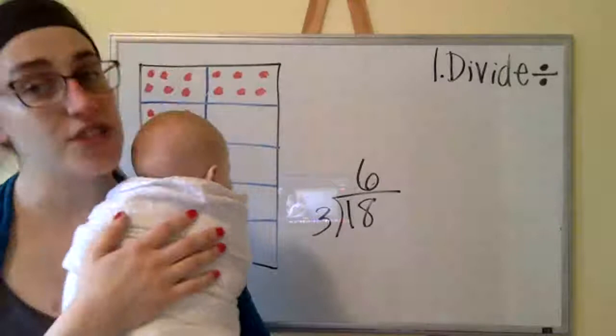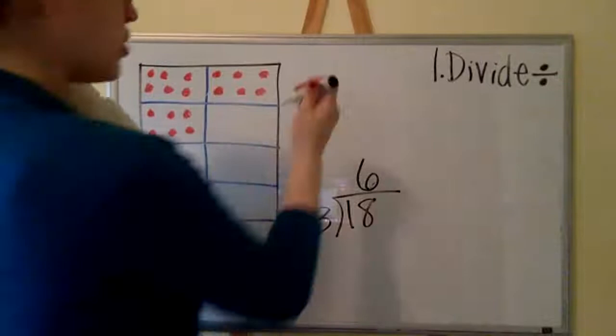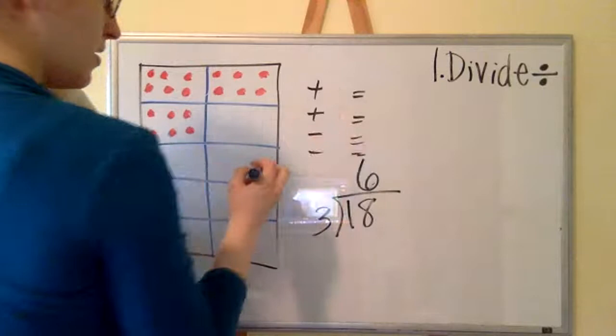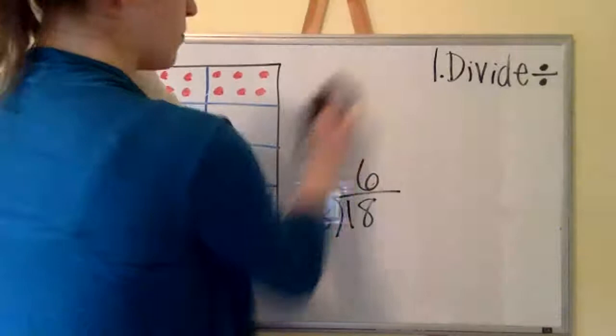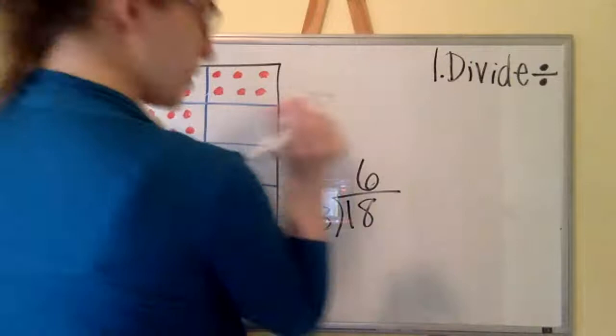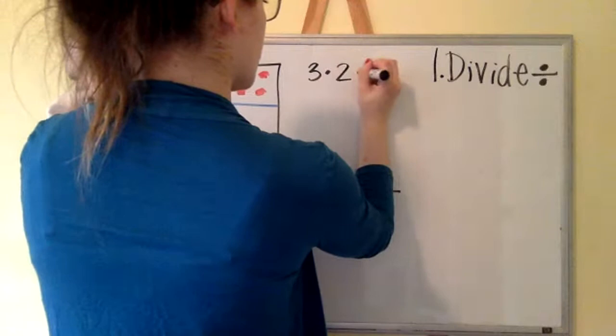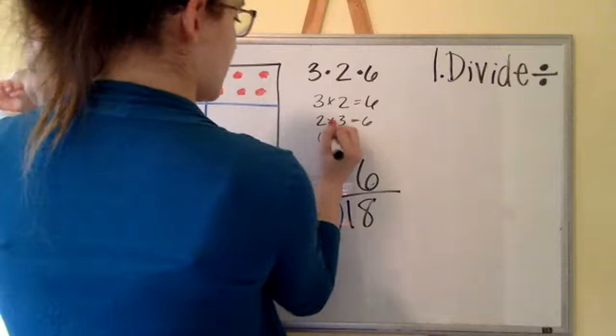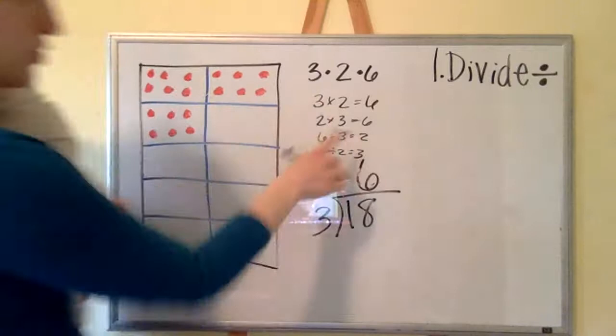Remember when we had our fact families and you had two addition equations and you had two subtraction equations, and the same with multiplication and division. And then you had your three numbers up top. So remember, your fact family is like if we have 3 and 2 and 6, you would have 3 times 2 equals 6, 2 times 3 equals 6. The opposite of that is division. 6 divided by 3 equals 2, and 6 divided by 2 equals 3. Those are your related facts.